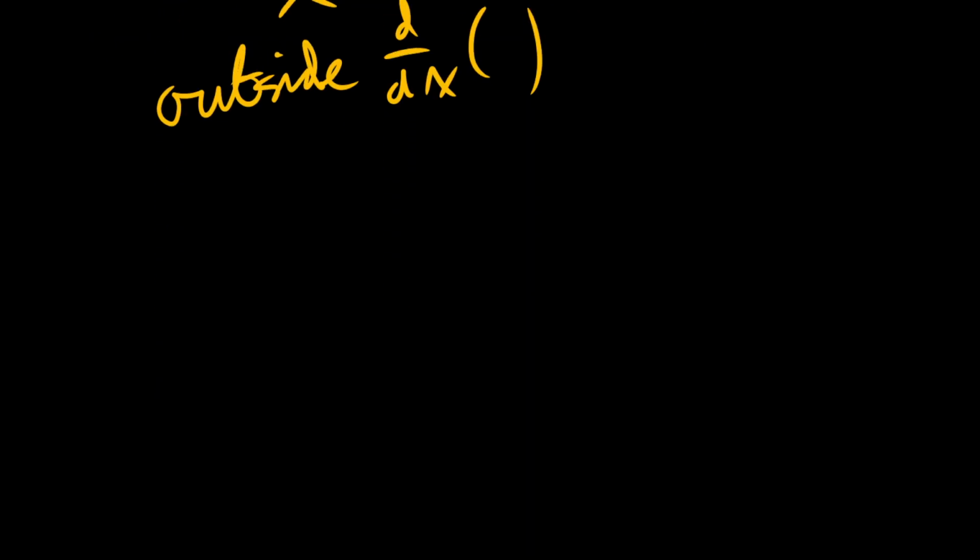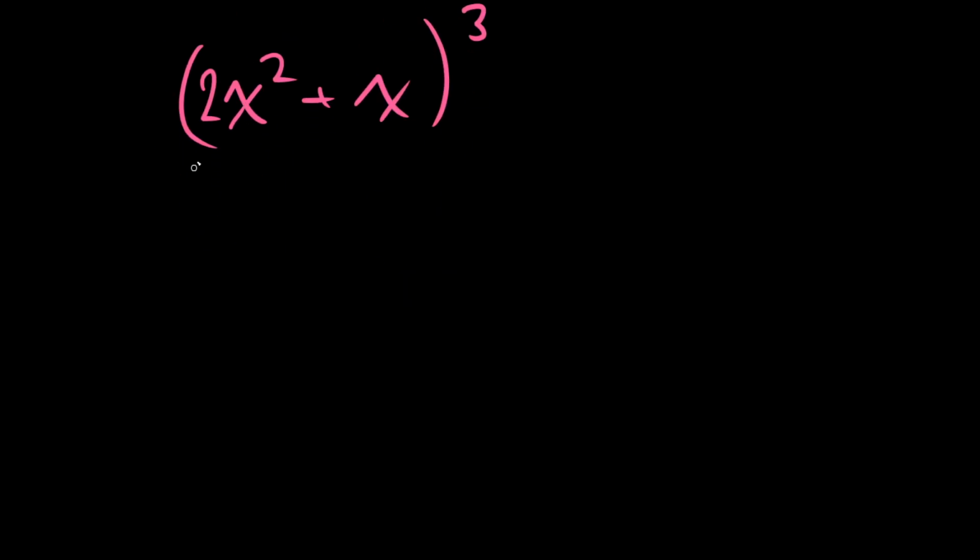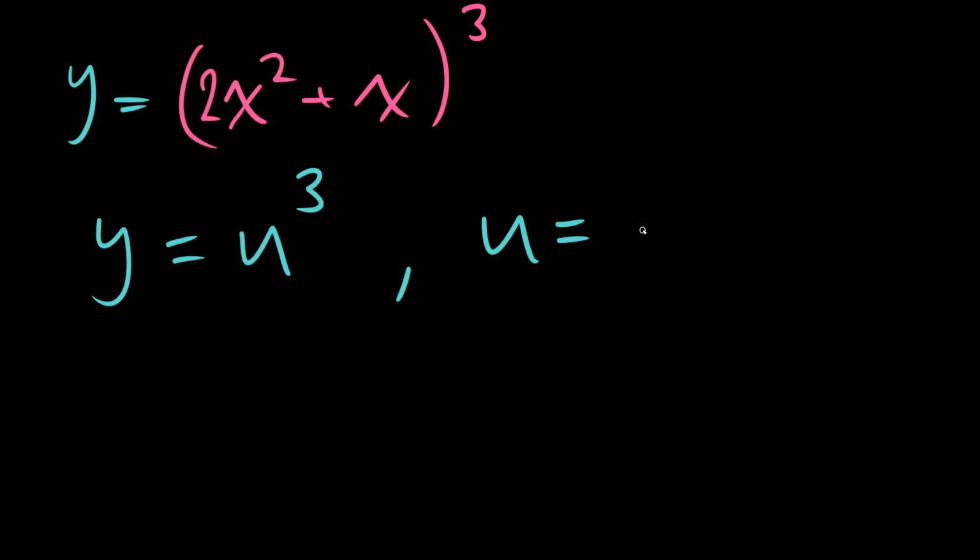I always like to set up my equations with, let's say, 2x squared plus x raised to the power of 3. I always like to set up my equations when looking for dy dx by starting off by stating what is my y. My y is, let's say, u cubed. And then, what is my u? My u will be 2x squared plus x.